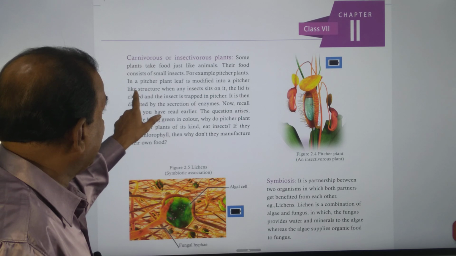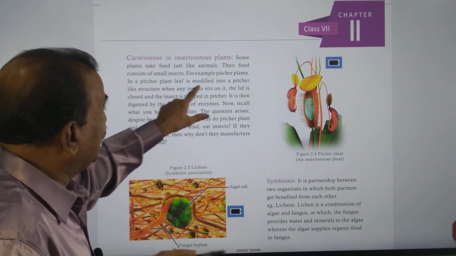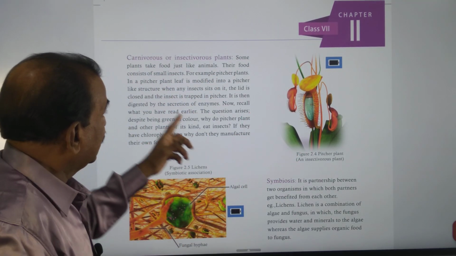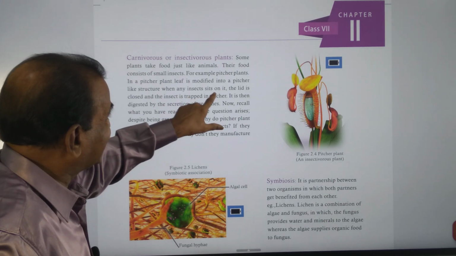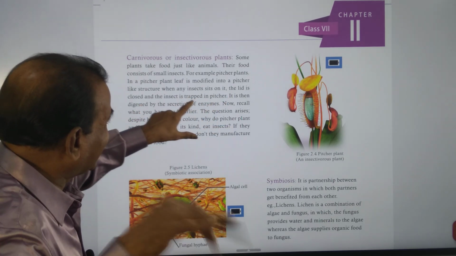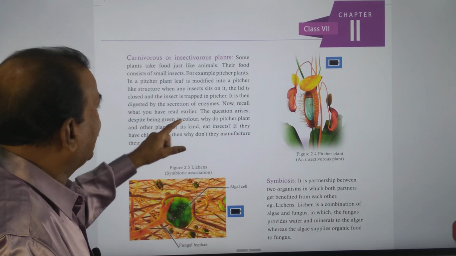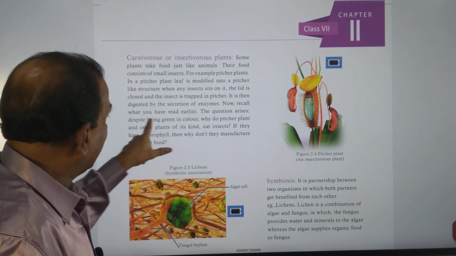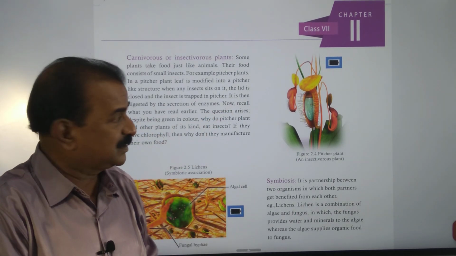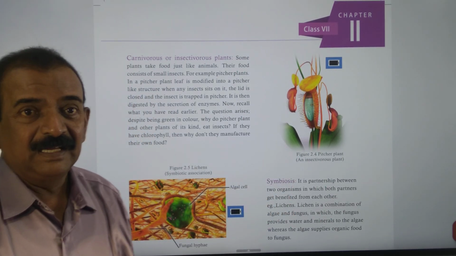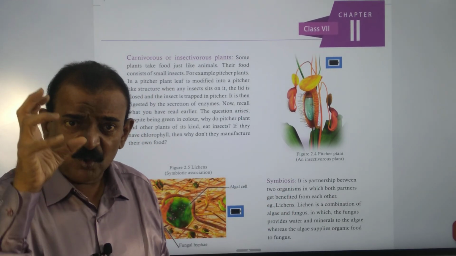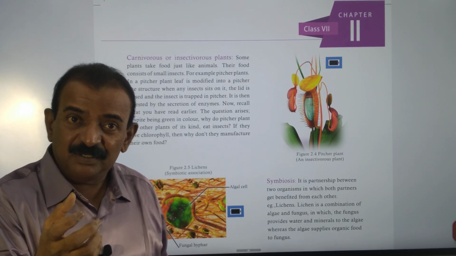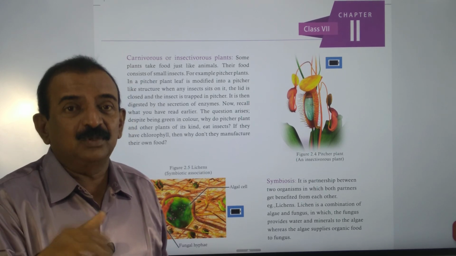For example, in the pitcher plant the leaf is modified into a conical, pitcher-like structure, and an insect sits on it. The lid is closed and the insect is trapped in the pitcher. It is then digested by the secretions of enzymes produced in the pitcher. Now recall, these plants are green in color, they have leaves and prepare their own food, but why are they trapping insects? Trapping the insect is to kill and digest it.